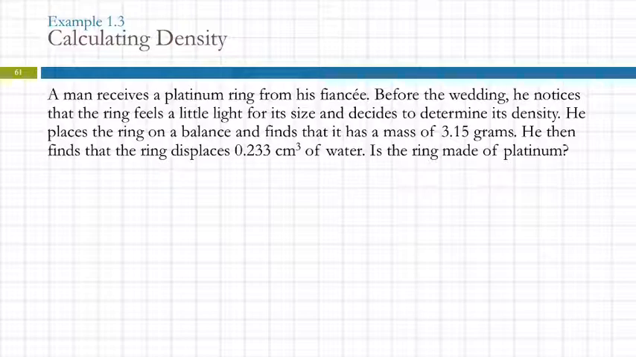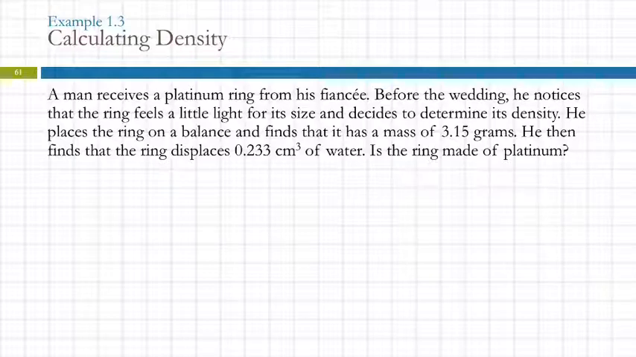So we're going to read the problem. A man receives a platinum ring from his fiancée. Before the wedding, he notices that the ring feels a little light for its size and decides to measure its density. He places the ring on a balance and finds that it has a mass of 3.15 grams. He then finds that the ring displaces 0.233 cubic centimeters of water. Is the ring made of platinum?